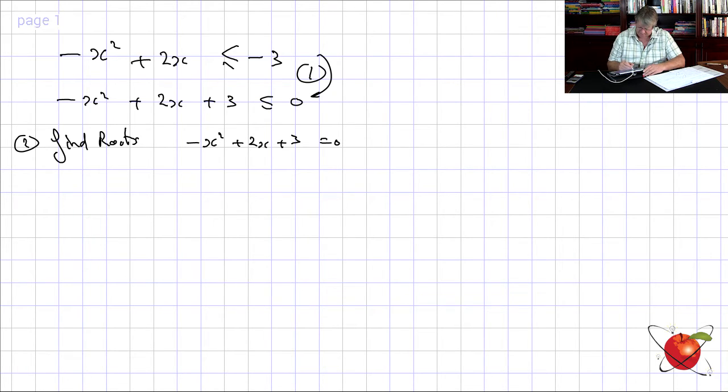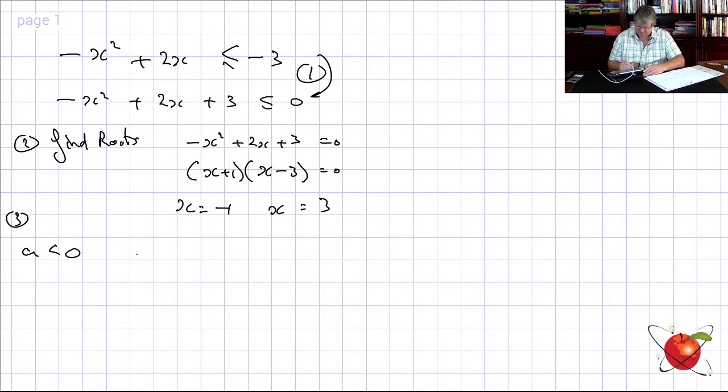If we solve that, we get x plus 1 and x minus 3, which gives us x equals minus 1 and x equals 3, and then we say it's negative. Step 3, we're basically sketching it. A is less than 0 because A is equal to minus 1. A is the coefficient of x squared, correct?